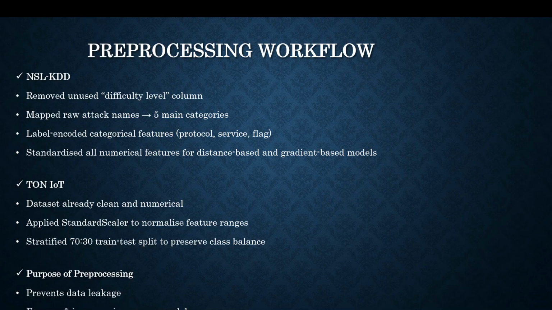For the second dataset, the TON_IoT dataset, the pre-processing was much simpler because the dataset was already clean and numerical. So I applied standard scaler and used a 70-30 train-test split to maintain the class balance. Overall, these pre-processing steps helped me avoid data leakage and ensured that all models were trained under fair and consistent conditions.